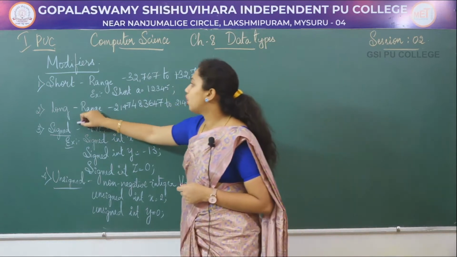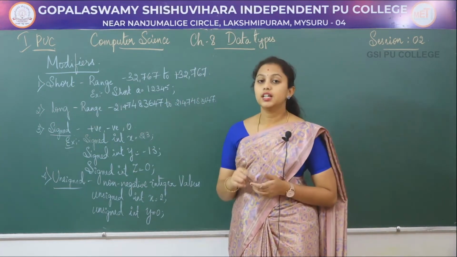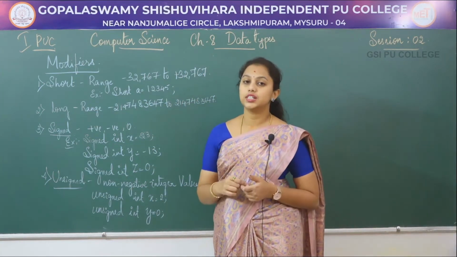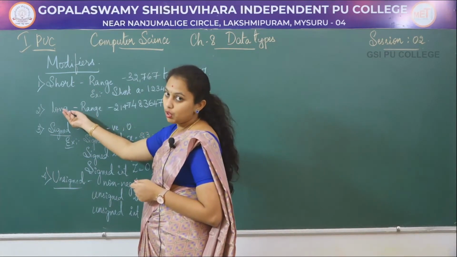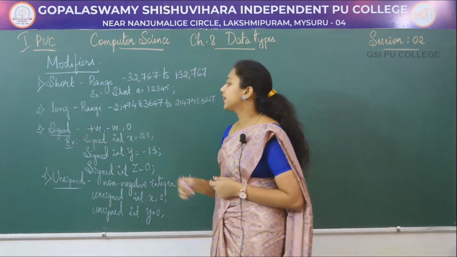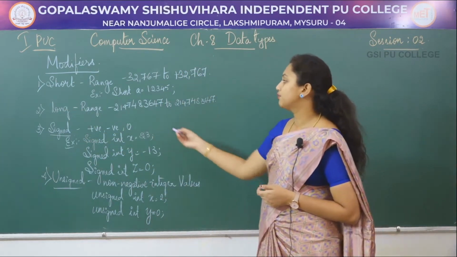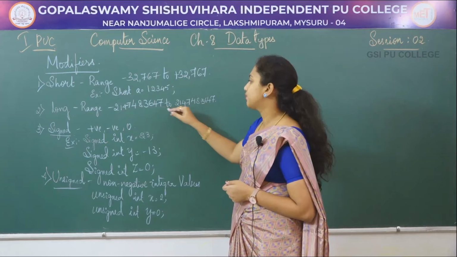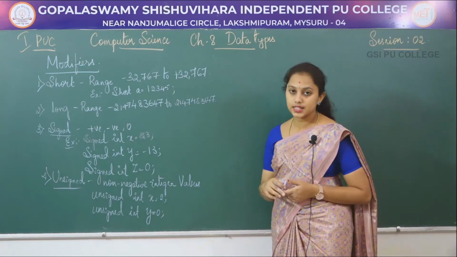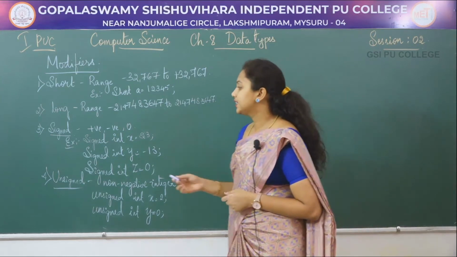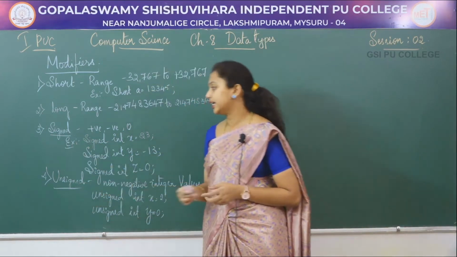When it comes to long type, if we need to store a large integer, then we can use the long modifier. It ranges from minus 2147483647 to 2147483647. And the next types are signed and unsigned integer.